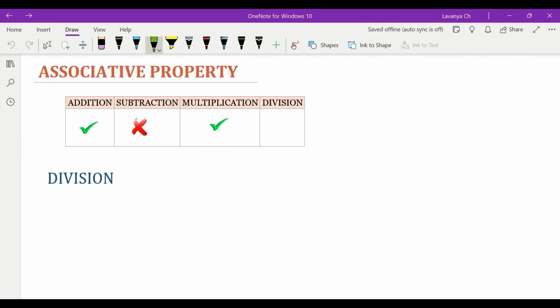Consider division now. We'll take different values. Negative 18, 6 and 3. We have to perform division. So initially we'll consider these two. So negative 18 divided by 6 is negative 3. Divided by 3 is equal to negative 1.